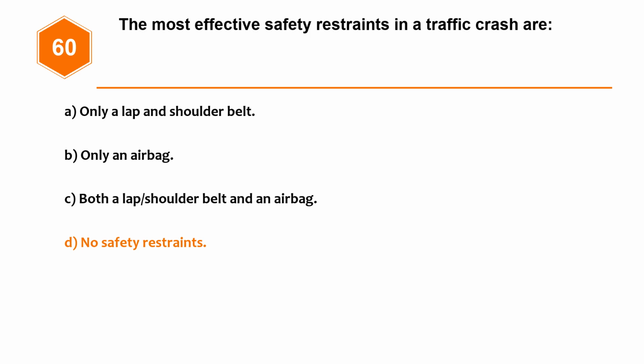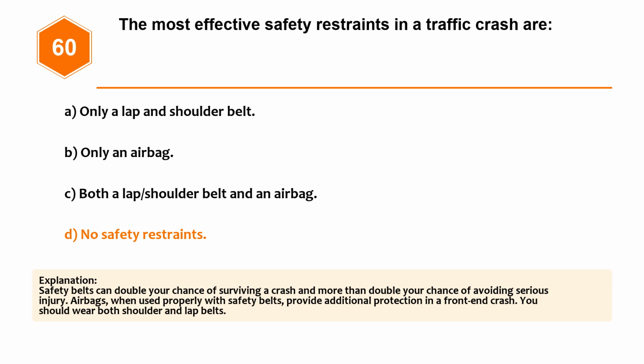The correct answer is option D, no safety restraints. Explanation. Safety belts can double your chance of surviving a crash and more than double your chance of avoiding serious injury. Airbags, when used properly with safety belts, provide additional protection in a front-end crash. You should wear both shoulder and lap belts.